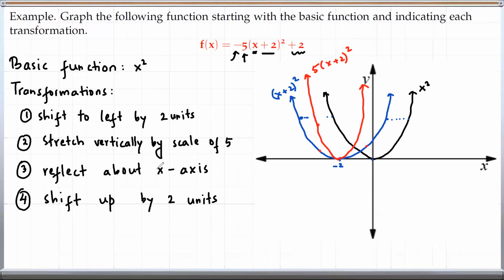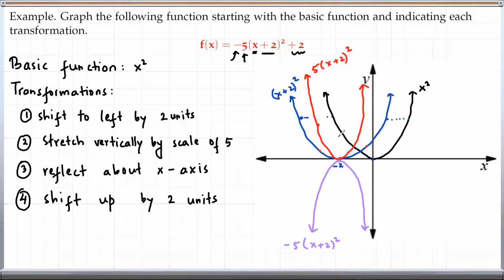The next step is to reflect about the x-axis. We just take the whole thing and reflect about the x-axis. That will give us this graph. We reflect this over the x-axis. So this is the graph of -5 times (x plus 2) squared. And the last step, move everything up by 2 units.